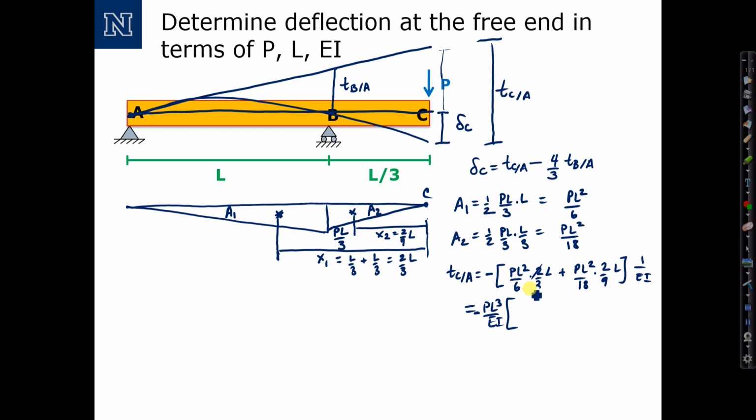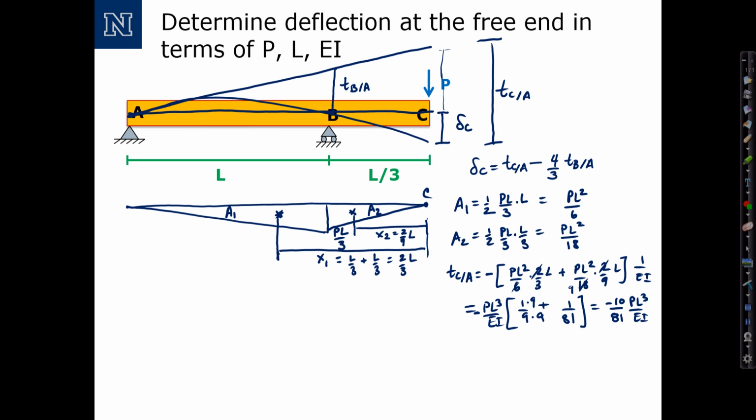Okay, so I have 2/6 reduces to 1/3. I have 1/9, and then I have plus this term also reduces to 2/18 reduces to 1/9. So I have plus 1 over 81. So I'll multiply the first term by 9 over 9. And so I get negative 10, 9 plus 1, 10 over 81 PL cubed over EI.